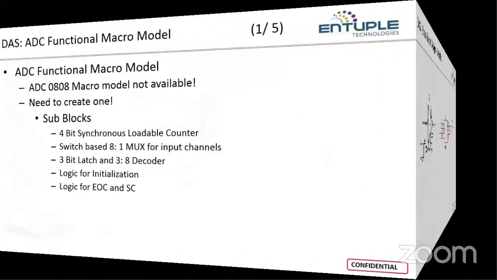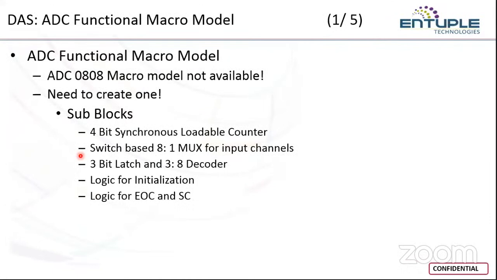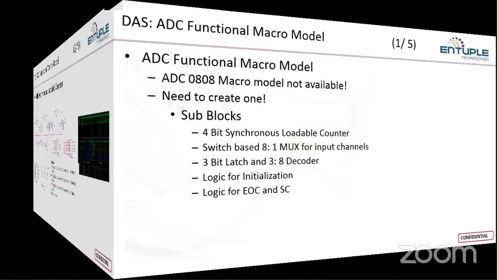Let us imagine that we don't have an ADC0808 macro model. So we build one. How do we build one? Put all the blocks that we have designed together one by one. First we include the 4-bit counter, then we include an 8-bit multiplexer, and then the decoder. And then you include a block for end of conversion and start conversion, and check its functionality. So this is how we do it.